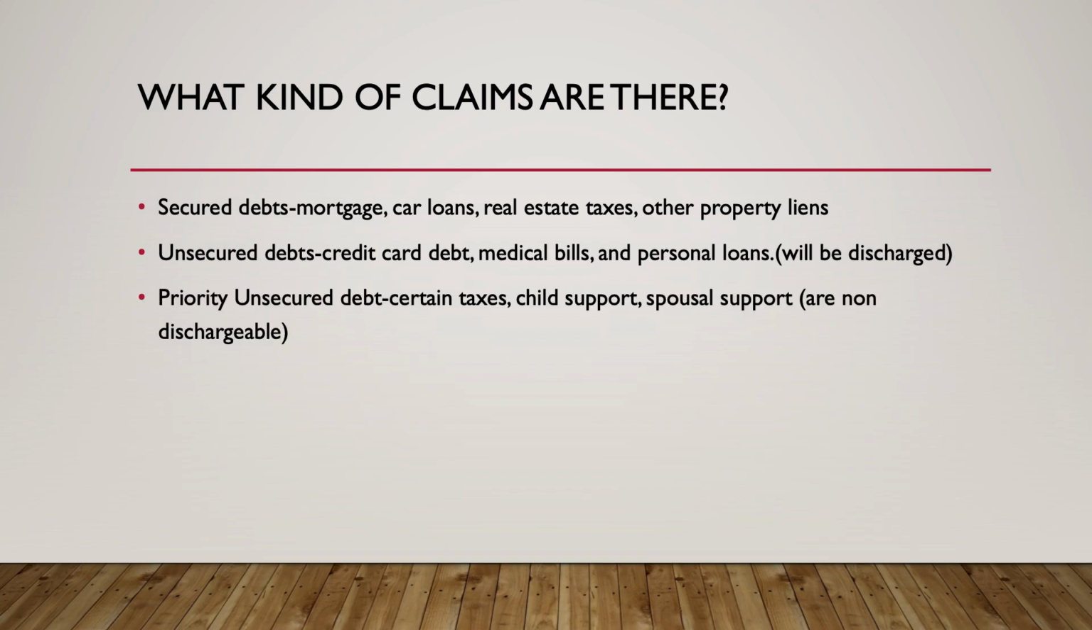Priority unsecured debts. These debts are like certain taxes, child support, alimony, like spousal support. Those are typically non-dischargeable debts that you typically have to pay back. And of course, there's student loans. Student loans can be unsecured or secured, but we all know that those are non-dischargeable.